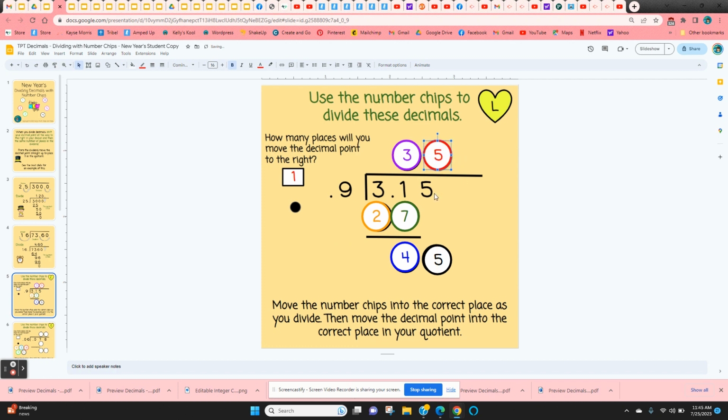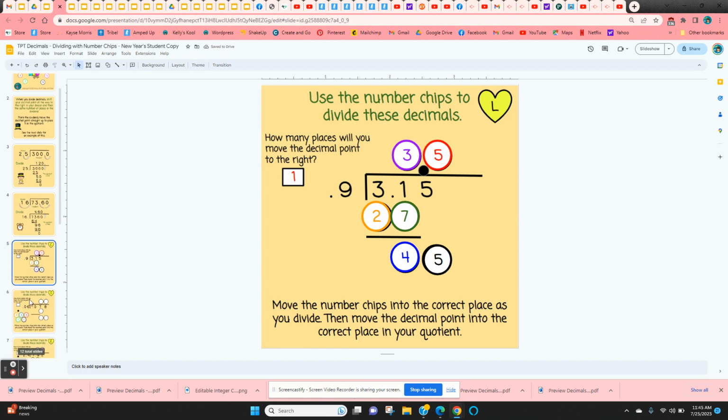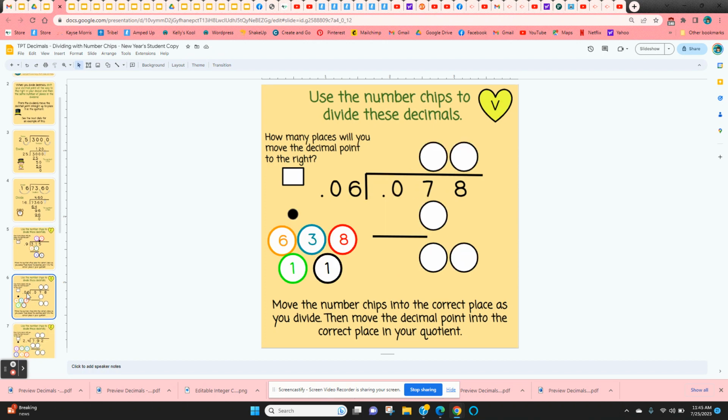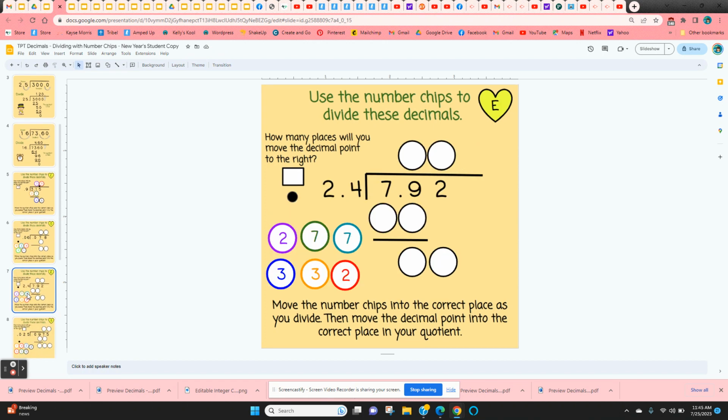Now they have to place the decimal point. So this is a movable decimal point. If they had to move that decimal point one place to the right, it would be here, and then they just go straight up into their answer. So the answer is 3 and 5/10. So they're going to do this with several problems. They get a little bit more difficult as they go.